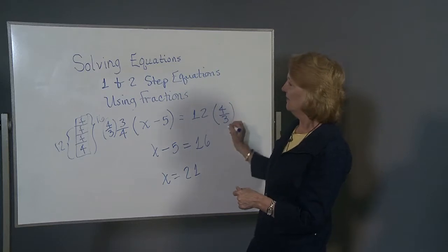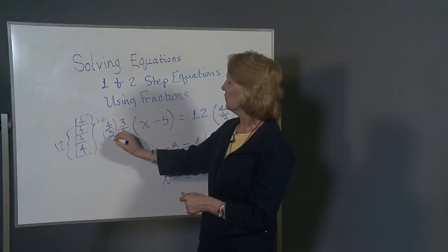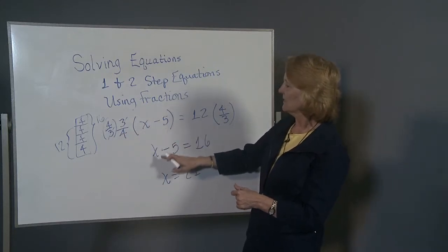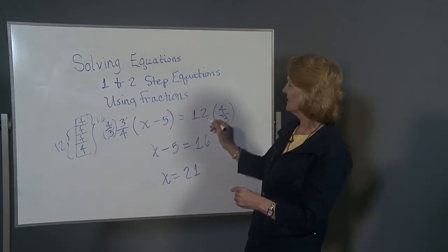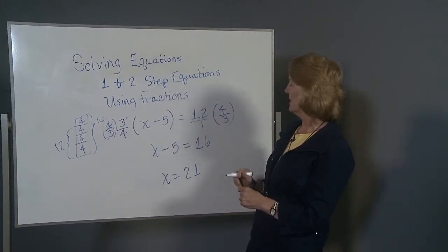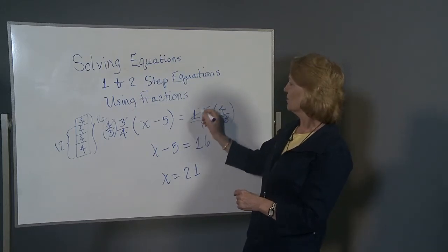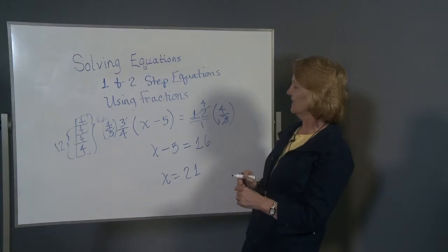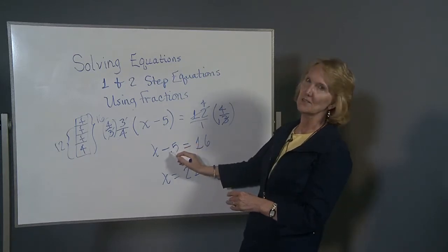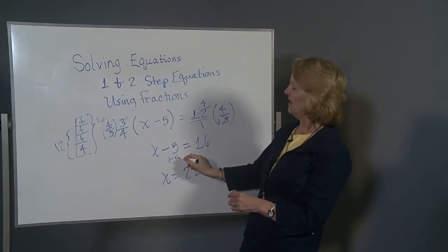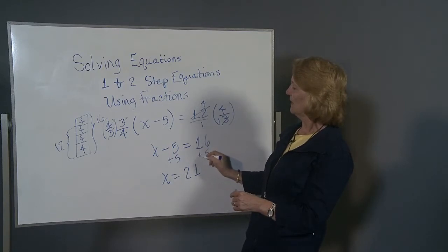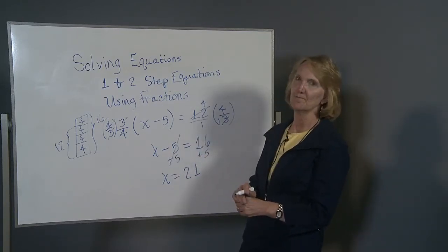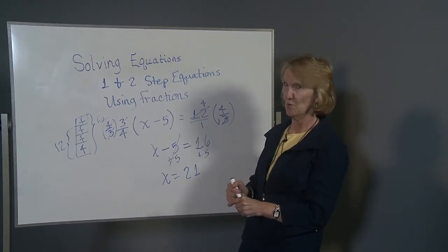Okay, if we have this 4 cancels this 4, this 3 cancels this 3, we get 1 times x minus 5, drop those parentheses. Let's give this a denominator. 3 goes in here once, 3 goes in there 4 times. 4 times 4 is 16. What's the opposite of subtracting 5? Add 5. It's what your brain did anyway. So then x equals 21. Okay, we can do one more.